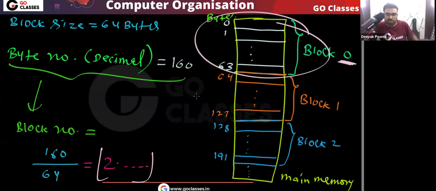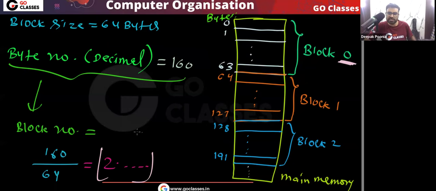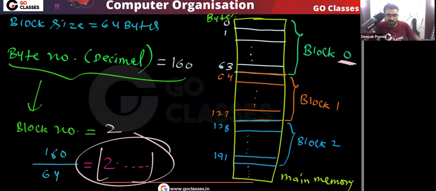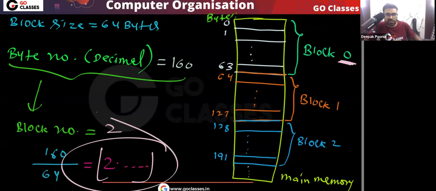The first block is block number 0. The second block is block number 1. That is the reason I should take a floor. And from this picture, you can easily understand that this byte number 160 will belong to block number 2. Yes or no? In block number 2, we have byte address 160. That's the reason I'm explaining that we will take this floor.